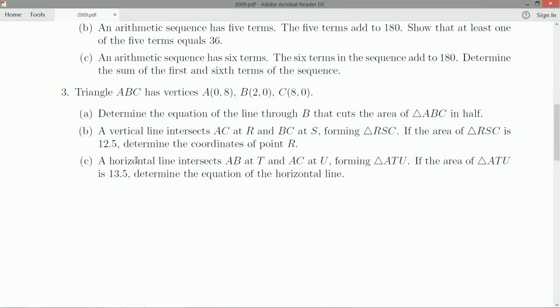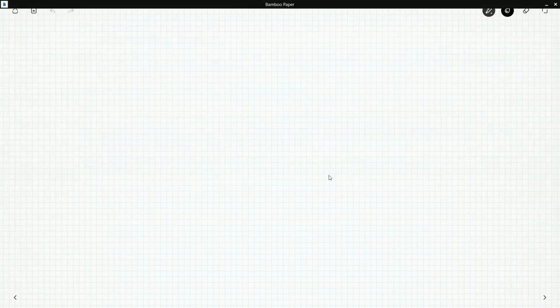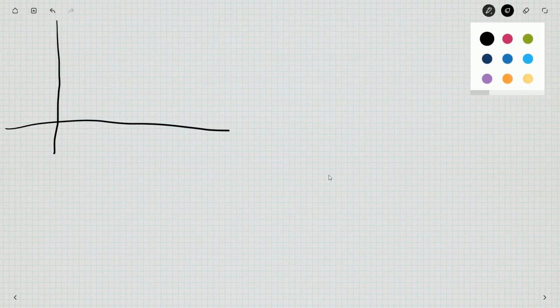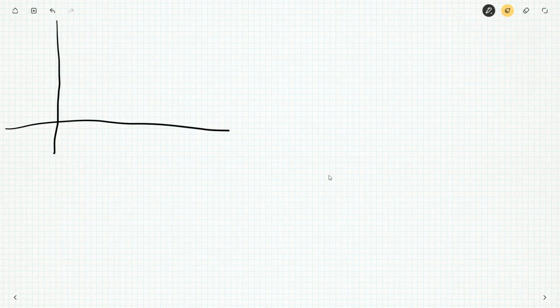A horizontal line intersects AB at T and AC at U. Are they really just doing the same question again? It forms triangle ATU. If the area of ATU is 13.5, determine the equation of the horizontal line. Okay. Well, an equation of a horizontal line is always of the form y equals something. So we'll call it y equals k. If you wanted to avoid confusion, because I know when you write the booklets, everything's together, perhaps you could write something like y equals L. That would do fine.